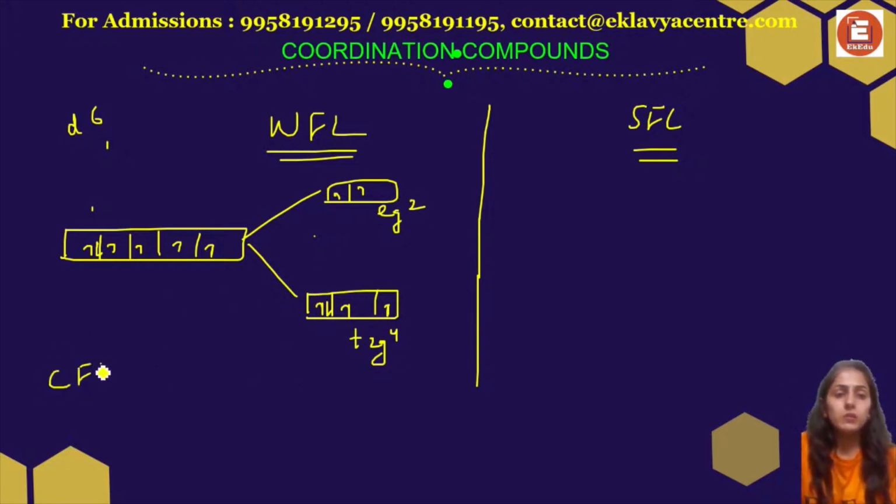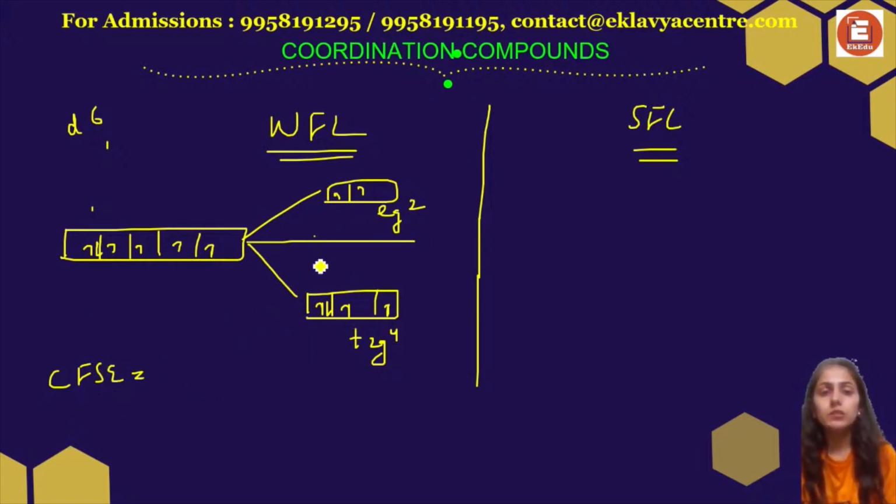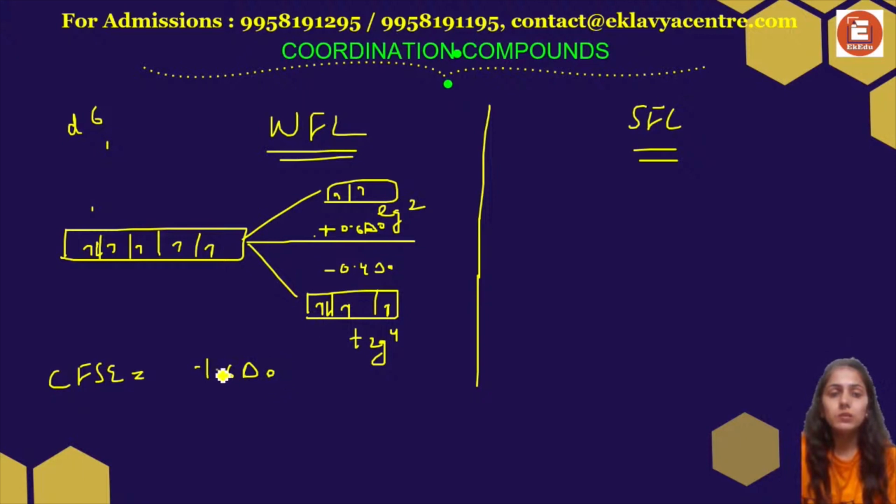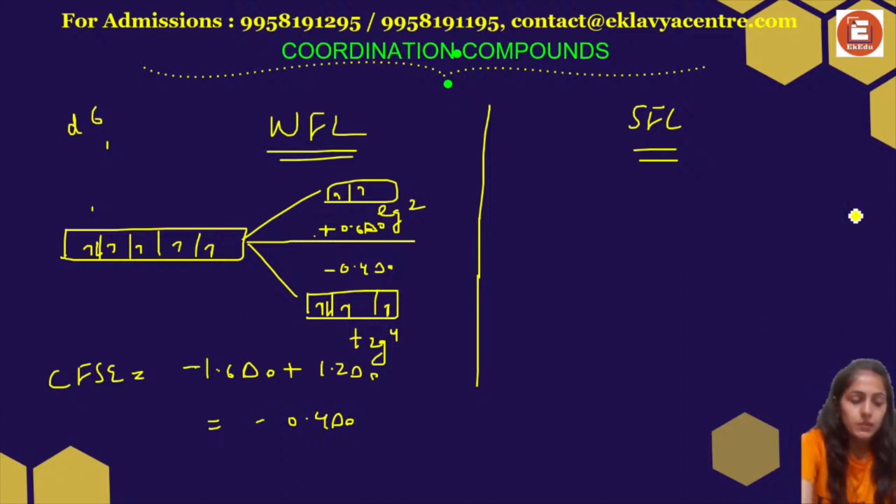So CFSE value becomes, if I simply use these terminologies, 0.4 and 0.6 del O. 4 into minus 0.4 is minus 1.6 del O, plus 2 into 0.6 is plus 1.2. So it is minus 0.4 del O for D6.